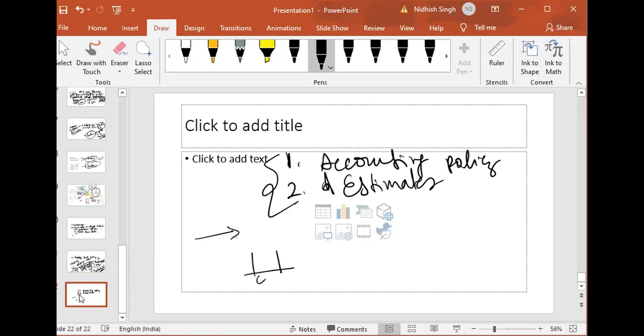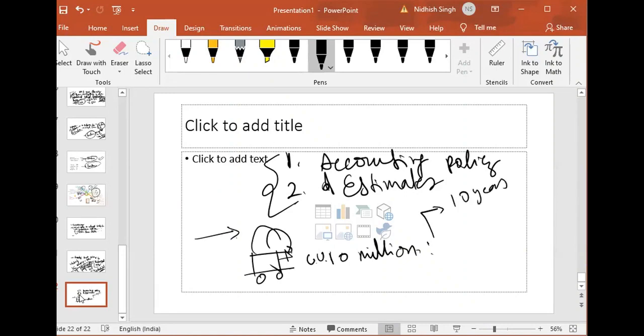I bought a truck. Not the right picture, I think. Okay, imagine this is a truck, and it is for 10 million, any currency. Someone tell me what is the useful economic life. Let's say it is 10 years. All right, what will be the depreciation? So 1 million per year. That will go to my P&L.